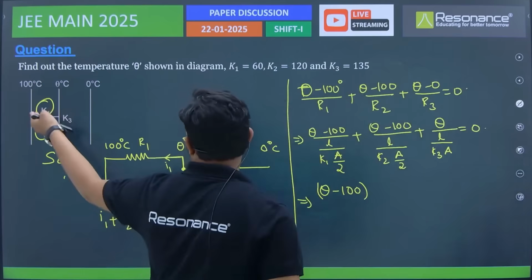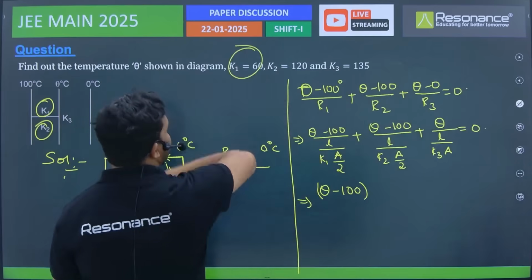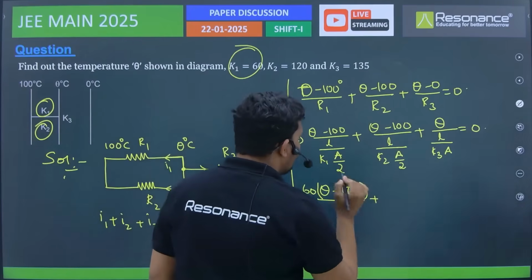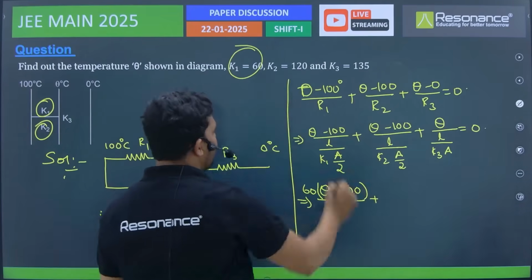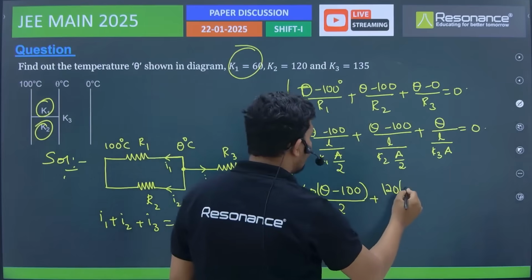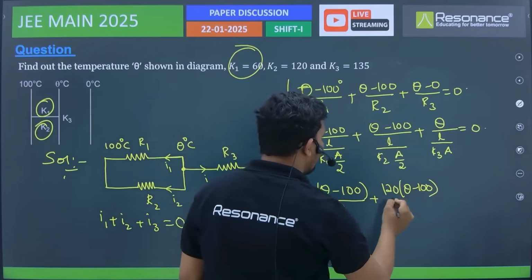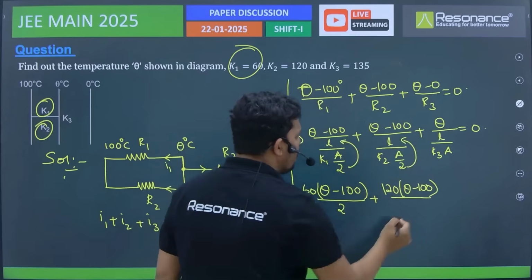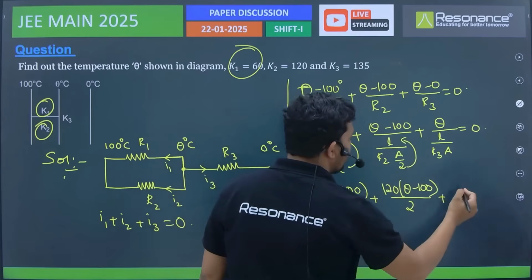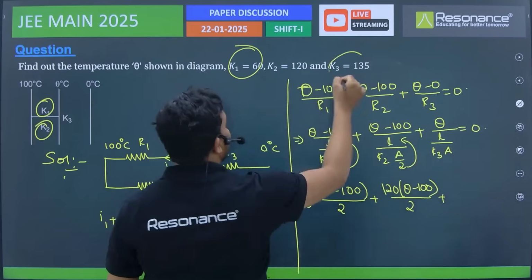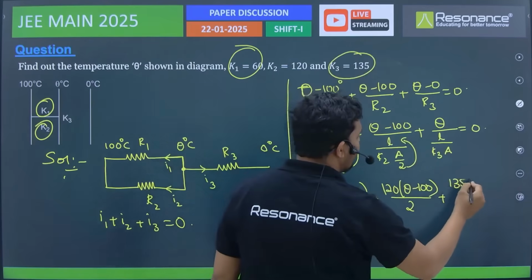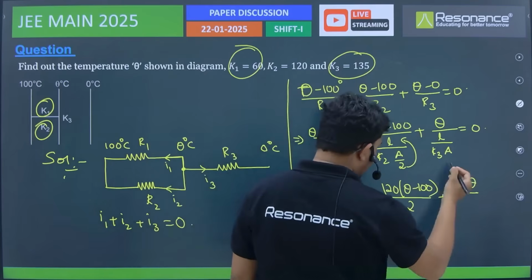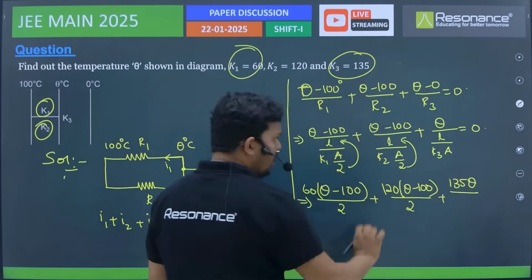The value of K1 was already mentioned in the question, that's going to be 60. So I would like to take here 60 by 2, plus K2 will go to the numerator side, which is going to be 120 into theta minus 100, whole divided by 2. This 2 will come to this side now. And finally, this is theta, and the value of K3 is 135. So 135 into theta, whole divided by 2 on this side.